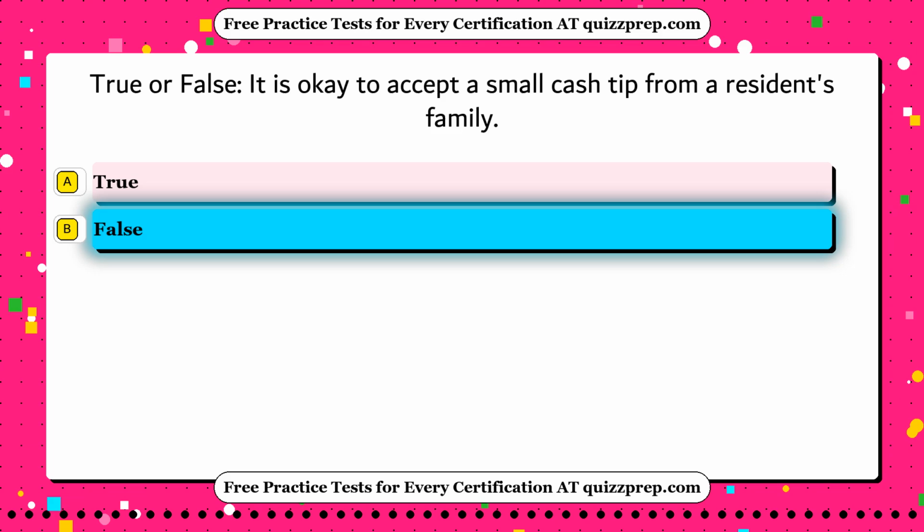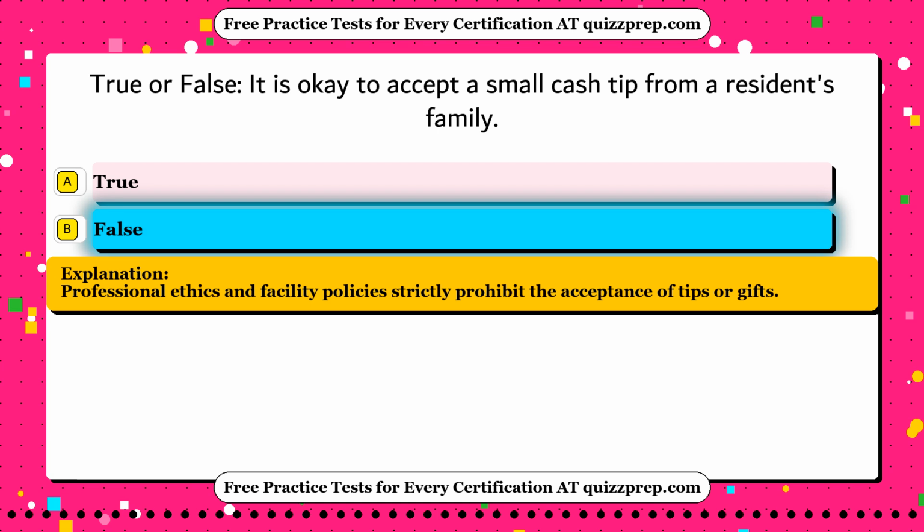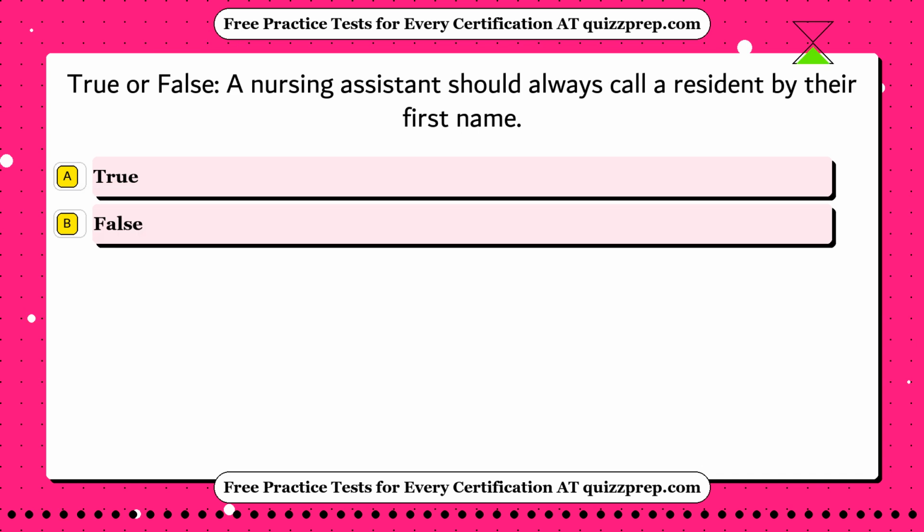The correct answer is option B, false. Professional ethics and facility policies strictly prohibit the acceptance of tips or gifts. Question 79. True or false, a nursing assistant should always call a resident by their first name. Option A, true. Option B, false.